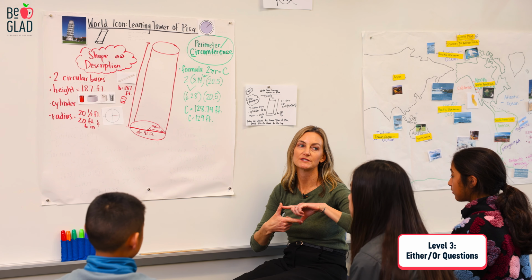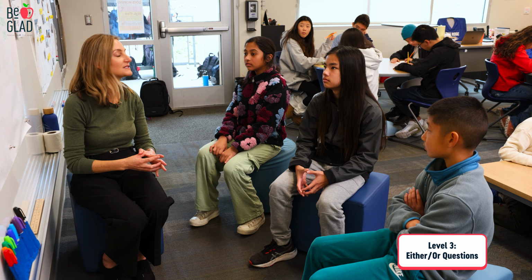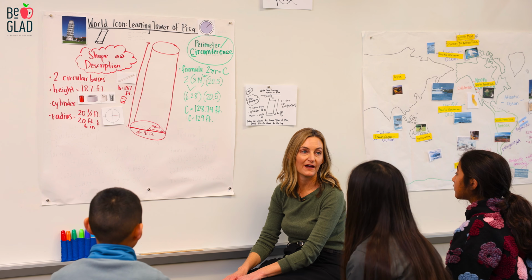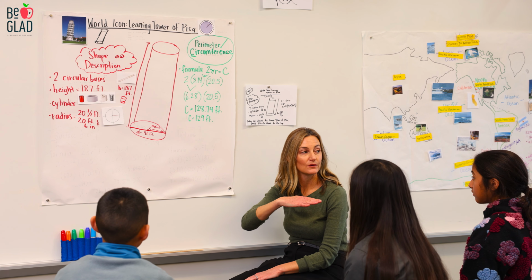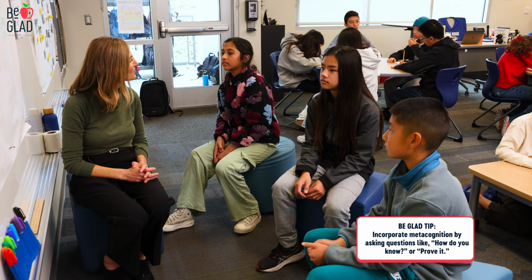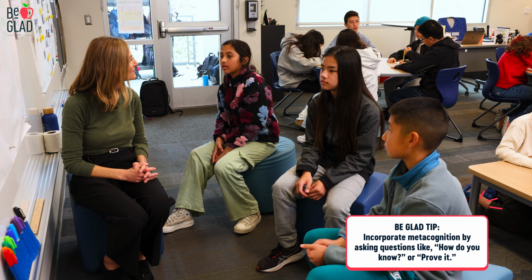Awesome. Great job. JJ, is the height 150 feet? No. Do you know what it is? 187. Prove it. How do you know? Yes. Perfect. Great job. Yeah, you can prove it in 2 ways. Awesome. Great job. Minha, is the Leaning Tower of Pisa a rectangular prism or is it a cylinder? Cylinder. Thank you. Is 20.5 feet the diameter or the radius? Radius. How do you know? Because when the diameter is split in half, it equals the radius, and the radius is 20.5.